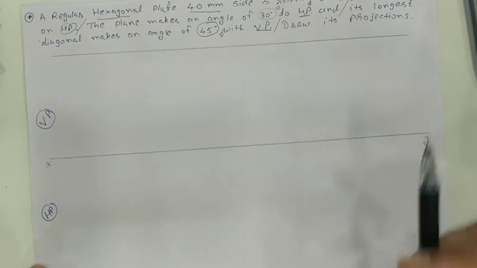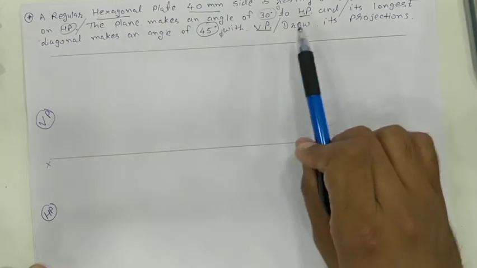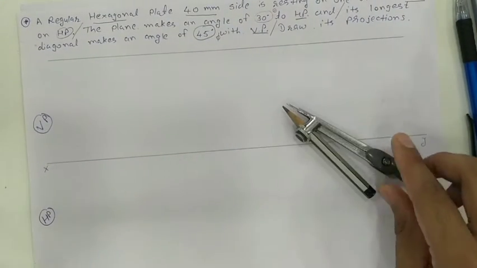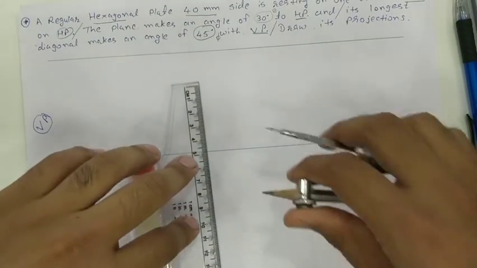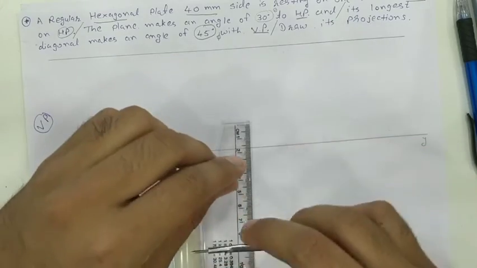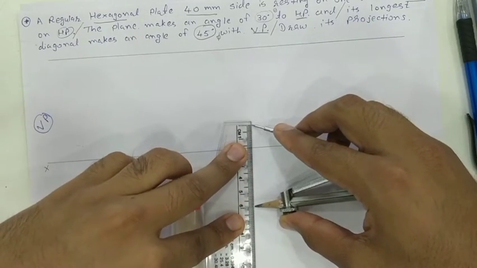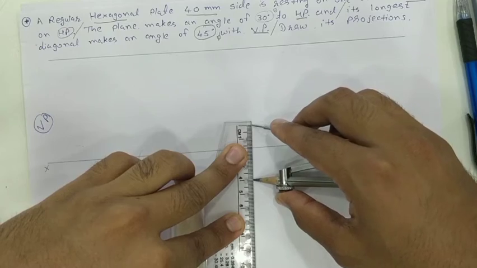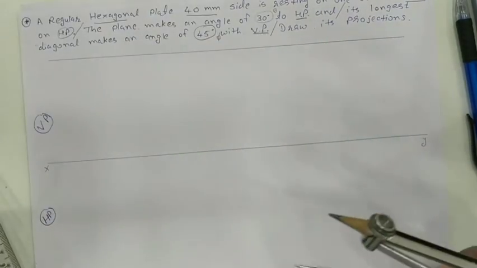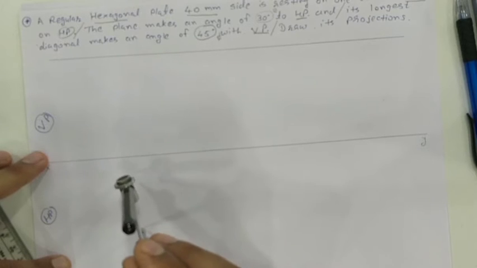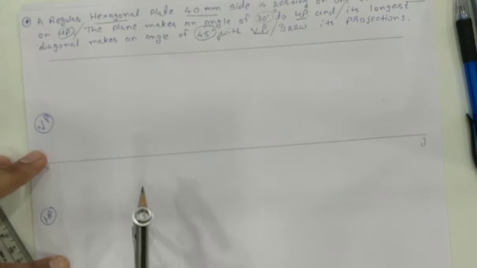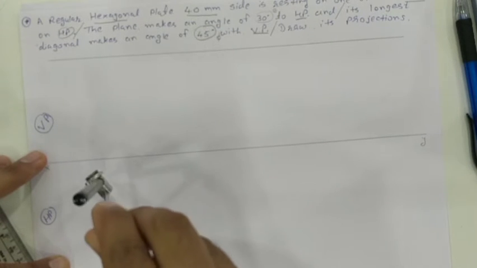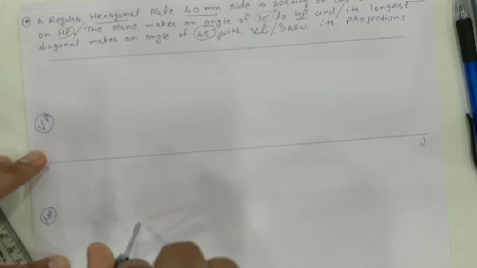The object, the hexagon, is resting on HP. First of all, I will take out my rounder and measure 40 mm diameter, 0 to 40 mm. This is my 40 mm rounder. I will place it here. You can see it is coming in the range. I will go a little upward. Okay, so it is a rounder.